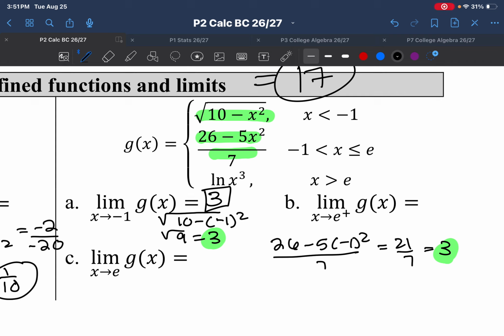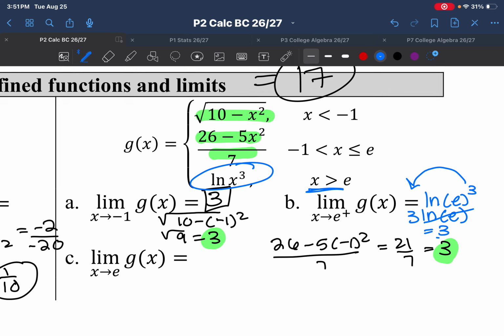Okay, let's look at the limit as x approaches e from the right side. So from the right side would be this value here because it's greater than e. And so this would be simply us going natural log of e cubed. By the properties of natural log, that 3 can come in the front. So this is 3 natural log of e. Natural log of e cancel each other out, so our answer is just 3.